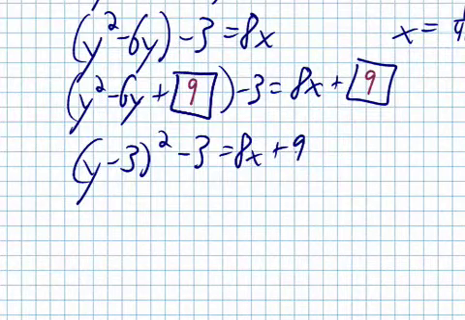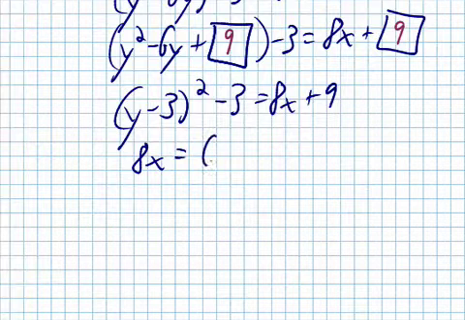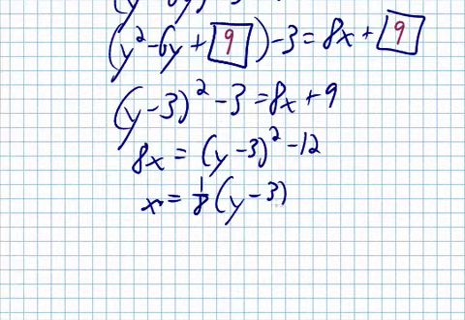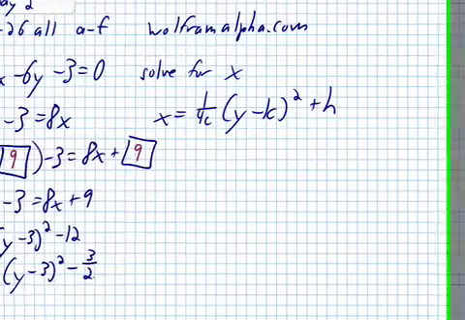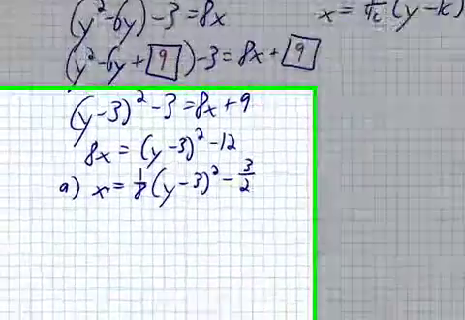Let's do a little workaround. I'm going to flip this and make it 8x is equal to y minus 3 squared. Subtract 9 from both sides, you get negative 12. Divide by 8 and you get x is equal to 1/8 (y minus 3) squared minus 12 over 8, which is the same as 6 over 4, 3 over 2. Okay, that's our A, and that's the graphing form of the equation.